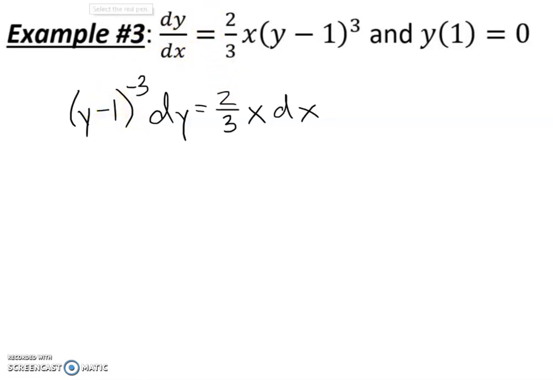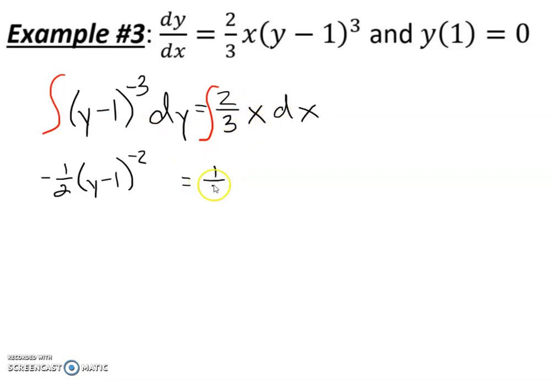When we do the next step, we're going to integrate and integrate. And you can tell this one is just not going to be as nice on the left as the last 2 of them were. This is a simple chain rule, or a simple u substitution, I mean. The derivative of the inside there is just 1, so we can just do this as if it was y to the negative third. Negative 3 plus 1 is negative 2, so this is going to be negative 1/2 y minus 1 to the negative 2 is equal to, when you integrate that, 1/3 x squared plus c.